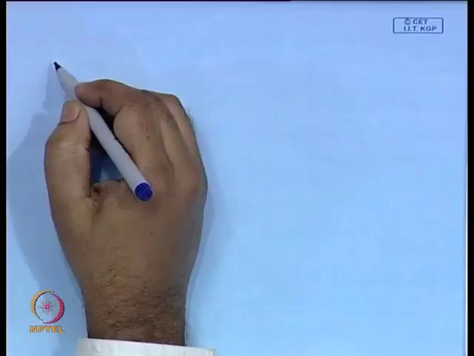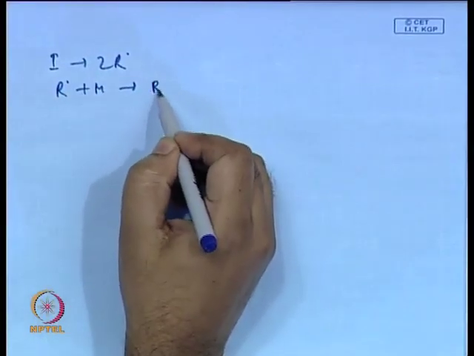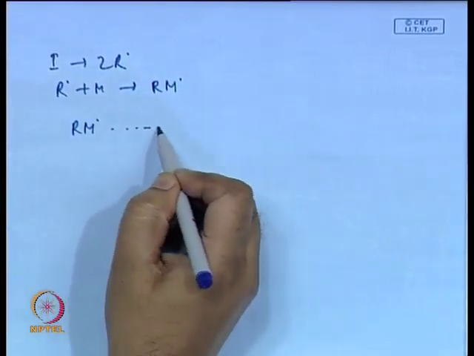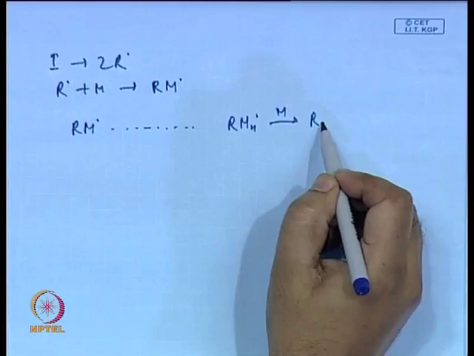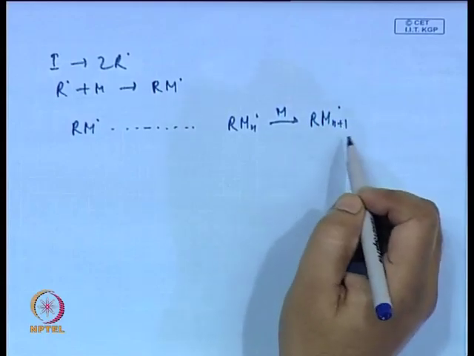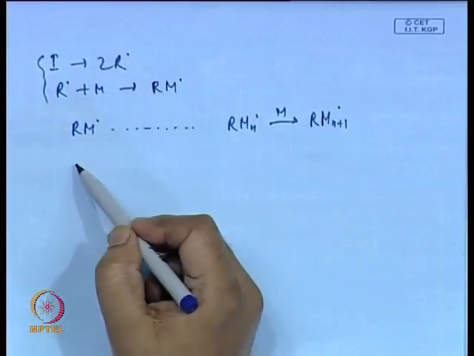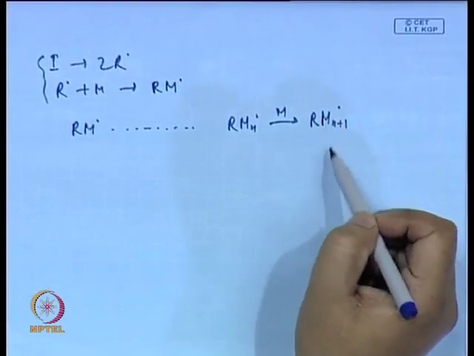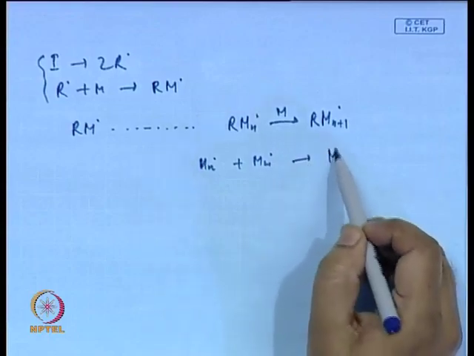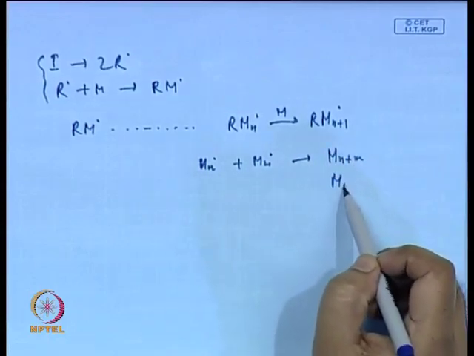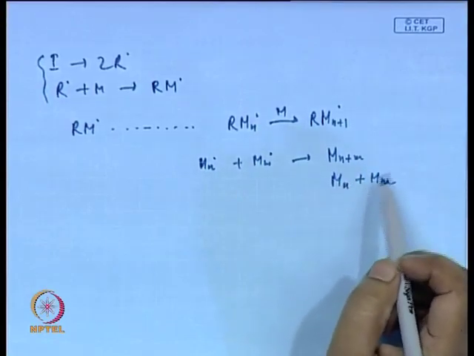Now, in a normal radical reaction, what happens? You get a radical which immediately reacts with a monomer to start the chain, forming R M n dot, and propagation continues, R M n plus 1 dot, and so on. This initiation process is slower. So as soon as the radical generates, it undergoes polymerization, and these two, M n dot plus M m dot, undergo a bimolecular reaction forming either M n plus m or M n plus M m, depending upon which type of termination reaction they are undergoing. So at the end you get a dead polymer.